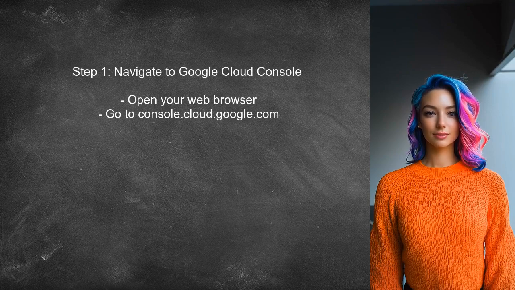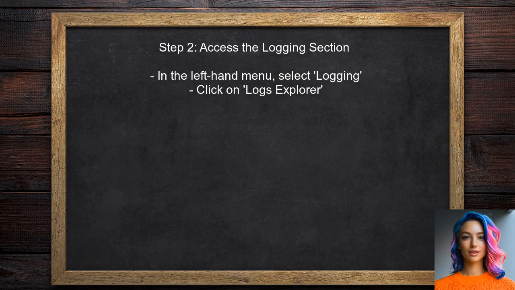To change the time zone for the displayed times in Google Cloud Platform logs, the user should start by navigating to the Google Cloud console. Next, the user needs to access the logging section. This can be done by selecting Logging from the left-hand menu.